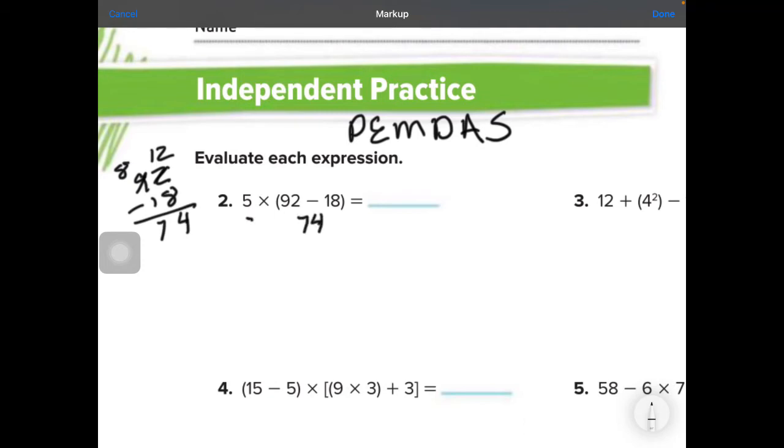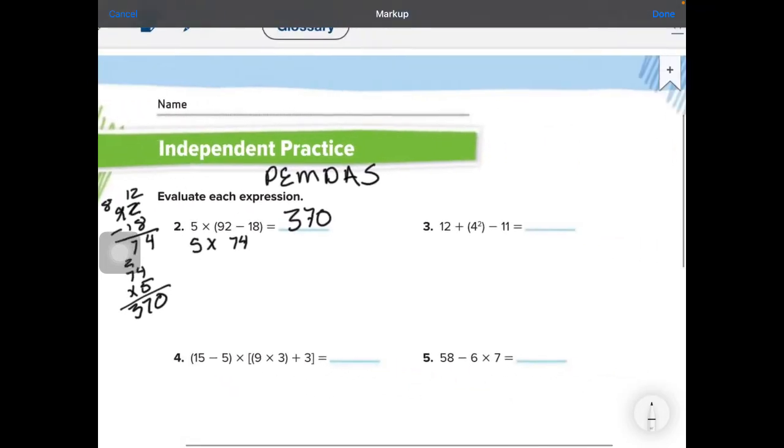Now write your expression of whatever's left over so you know what to do. So I have 5 times 74, so 74 times 5. 35, 36, 37. And that is your answer.